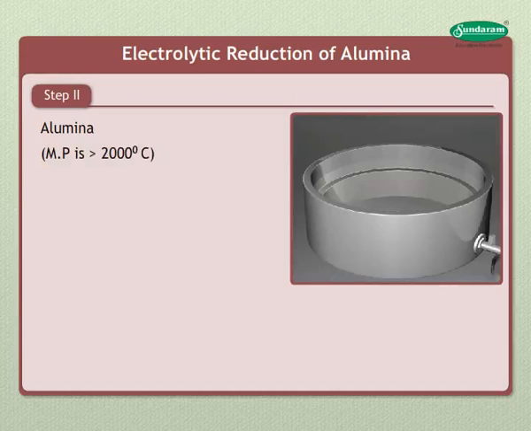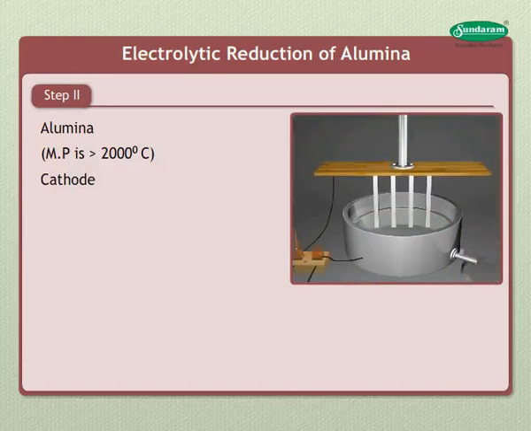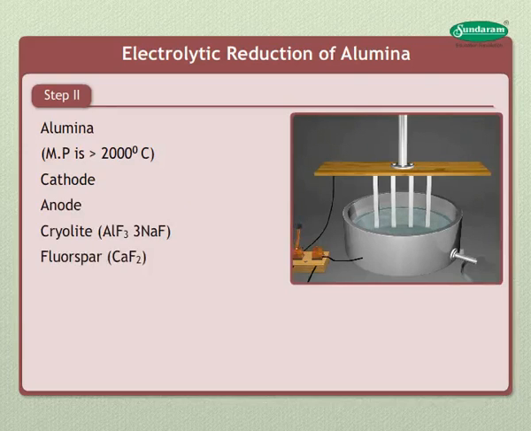The tank is lined on the inside with carbon, which acts as the cathode. A set of graphite rods dipped in the molten electrolyte act as anodes. Alumina is the constituent of the electrolyte, and passing electric current takes place. Cryolite and fluorspar are also added to the mixture to reduce the melting point to about 1000 degrees Celsius.